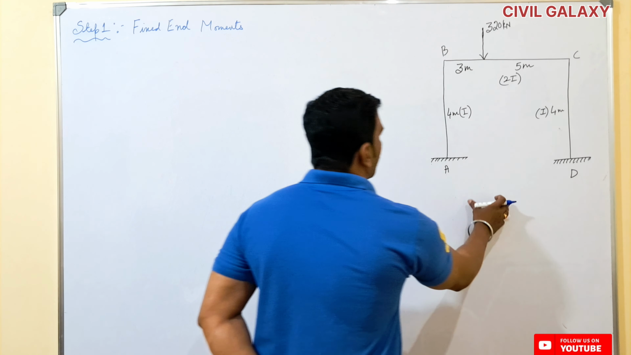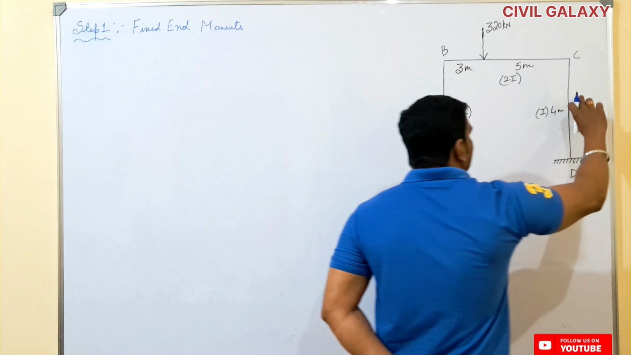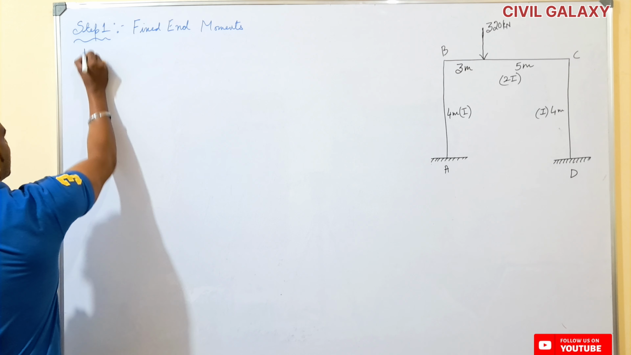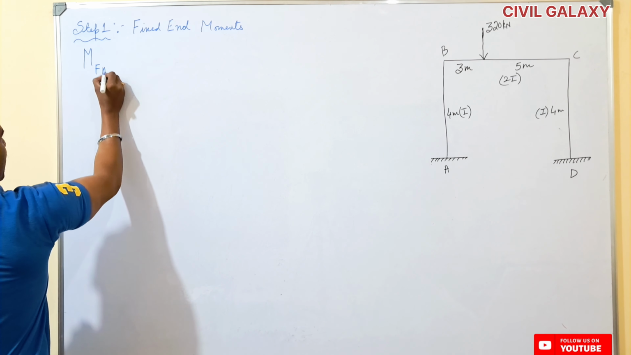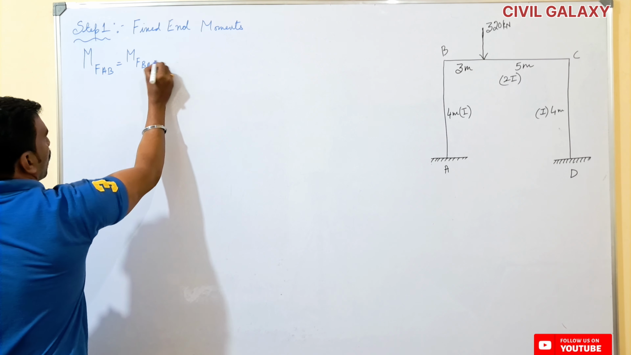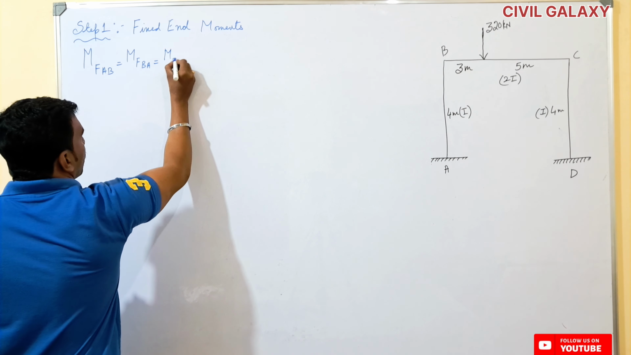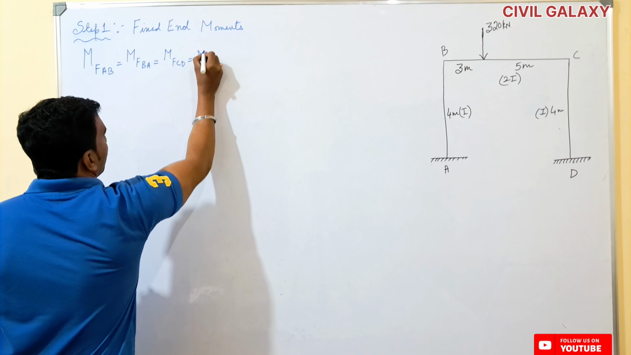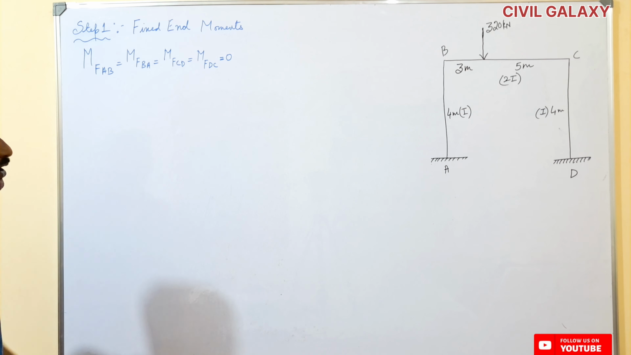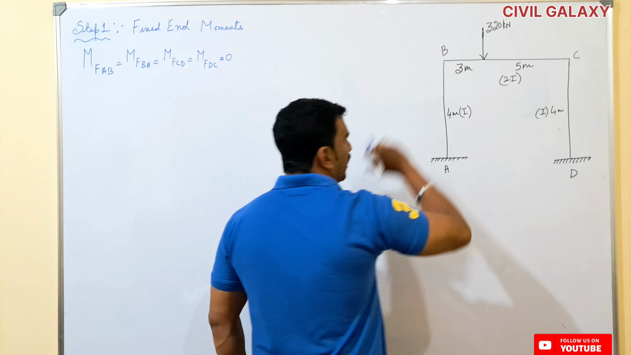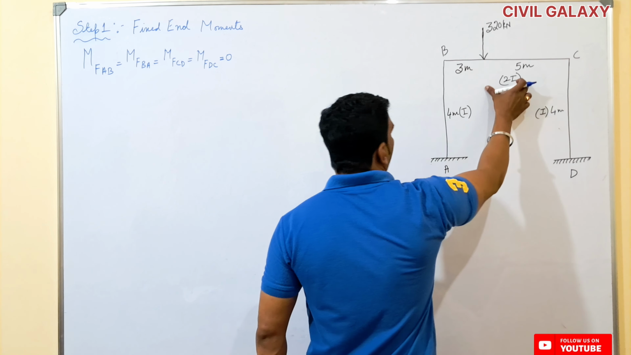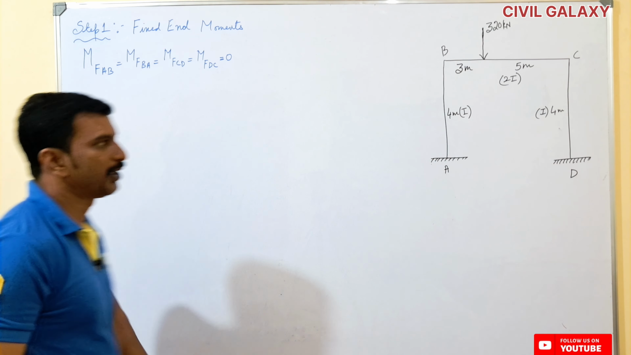If we observe the frame, the columns AB and CD are not having any external loading. So the fixed end moment from A to B and from B to A, also the fixed end moment from C to D and from D to C, will be equal to 0, since there is no loading on AB and CD. Now if we take the span BC, we are having an eccentric loading of 320 kilonewton.